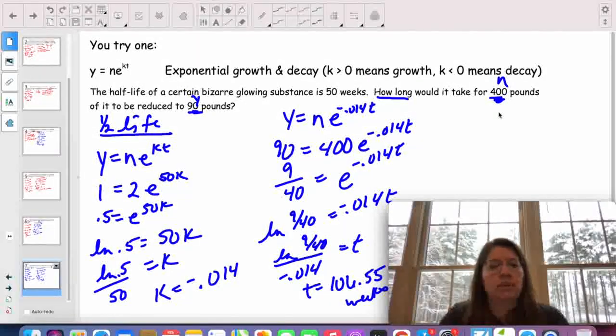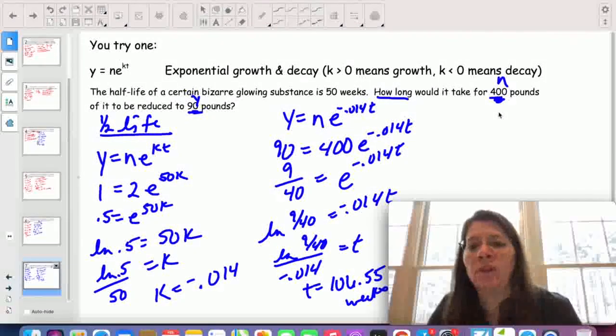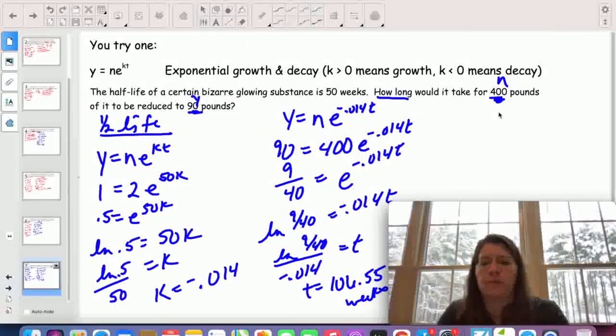The next section will be dealing with other types of exponential and logarithmic equations, dealing with some real life data as well.